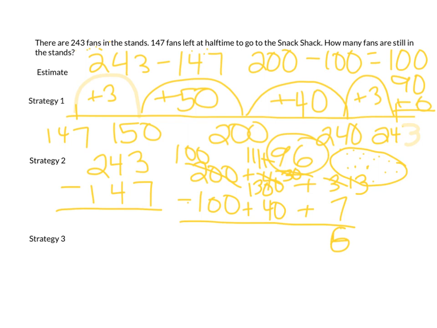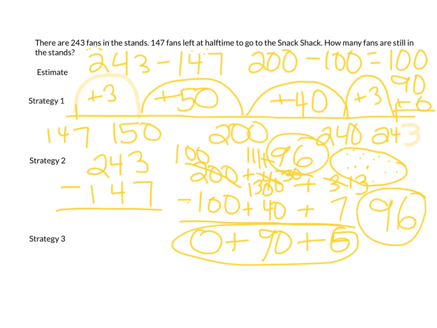So 13 minus 4 is 90, or 130 minus 40 is 90. And that's also known as 13 tens minus 4 tens. And then I have 100 minus 100 is 0. And then I'm going to add these up. 0 plus 90 plus 6 is 96.